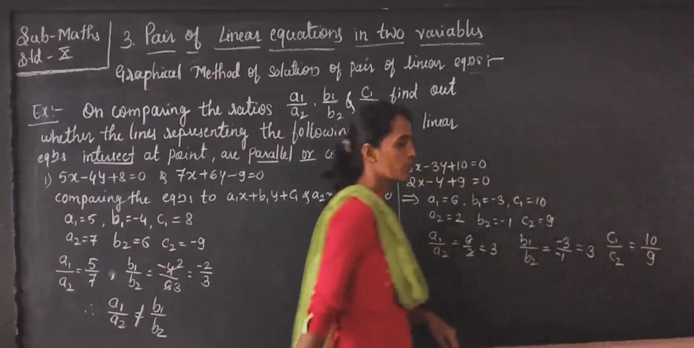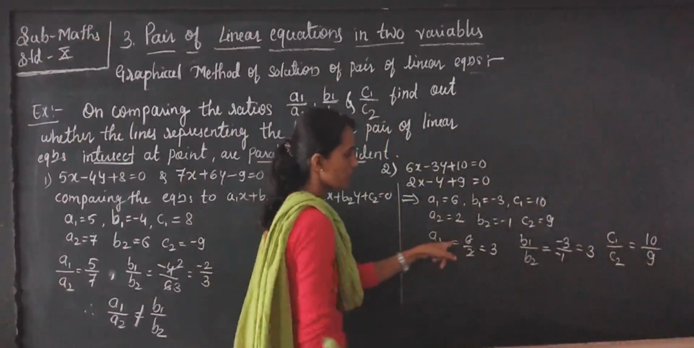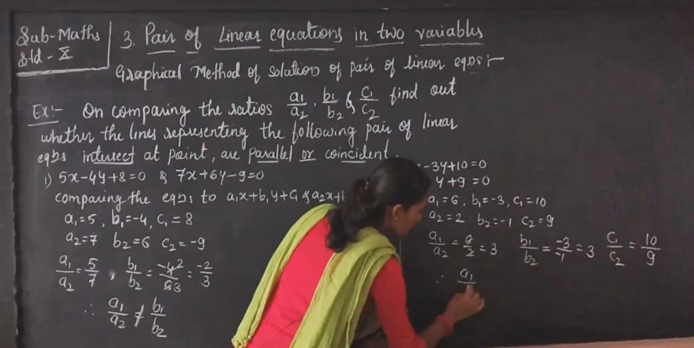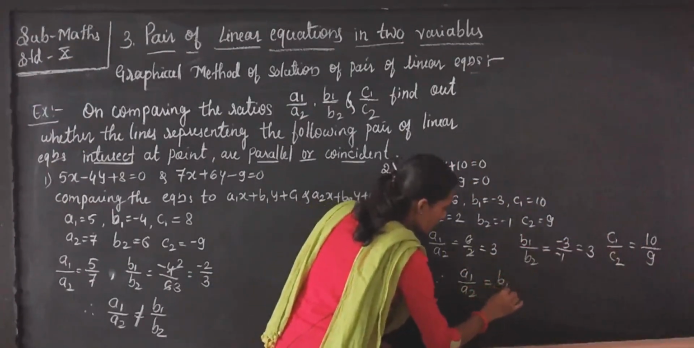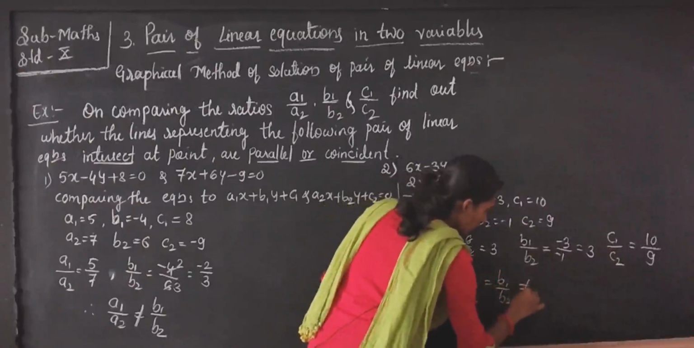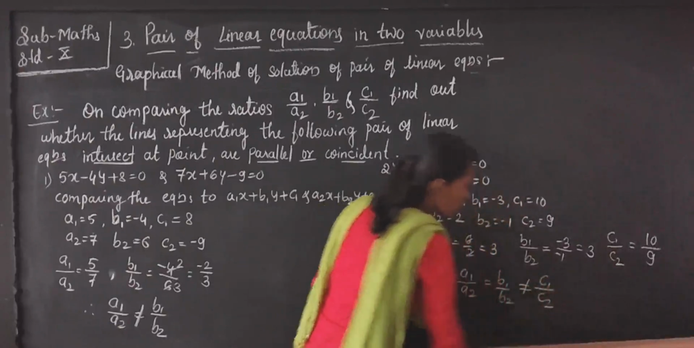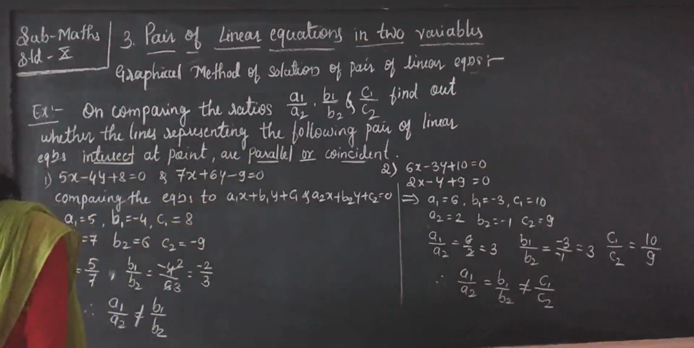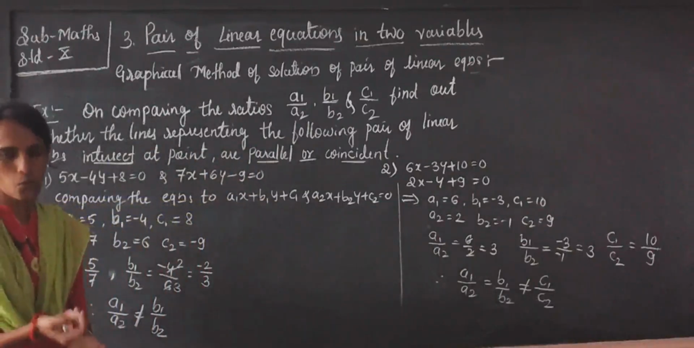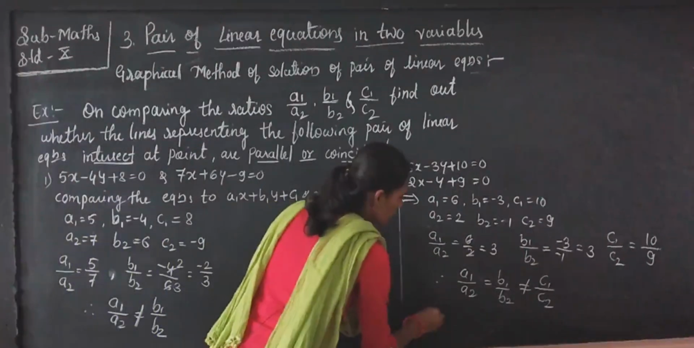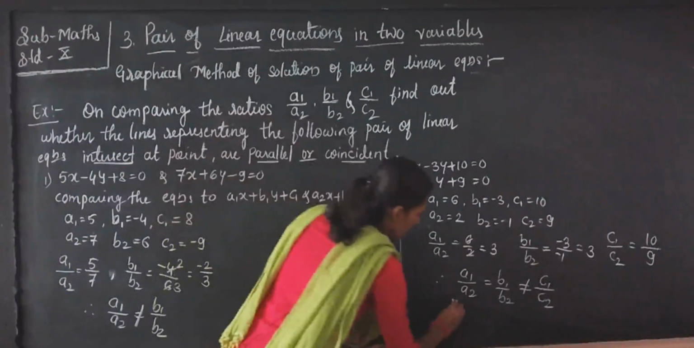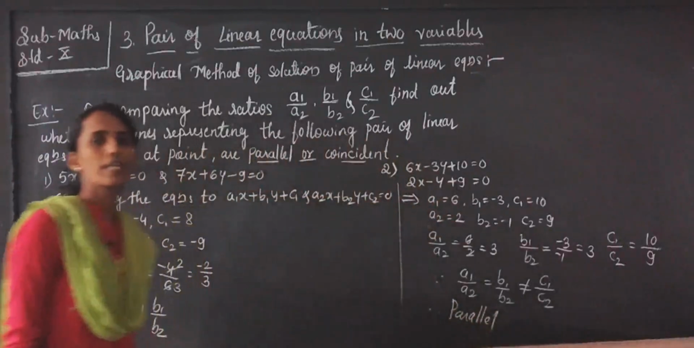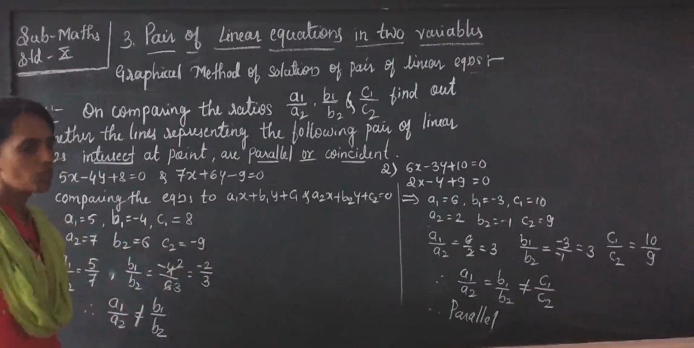So we can conclude, what will happen? A1 by A2 is equal to B1 by B2 but not equal to C1 by C2. Therefore here A1 by A2 is equal to B1 by B2 but not equal to C1 by C2. So this means the lines are parallel, or inconsistent. There are no solutions. The lines are parallel, so they do not have any common solution.